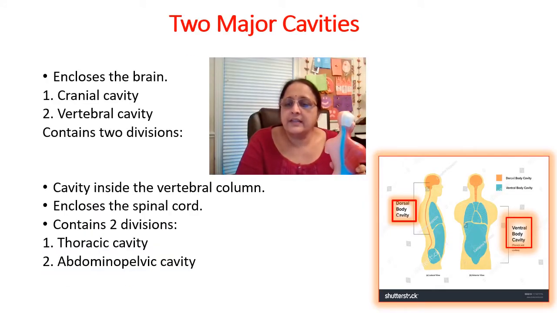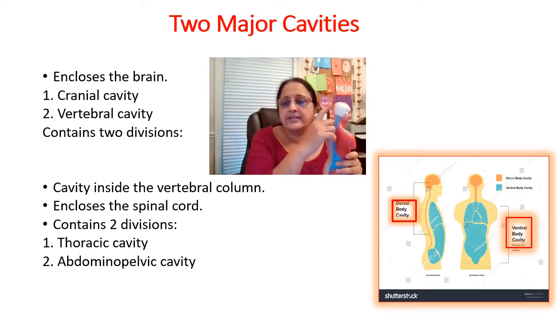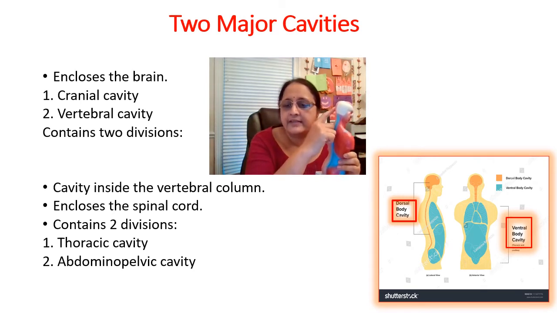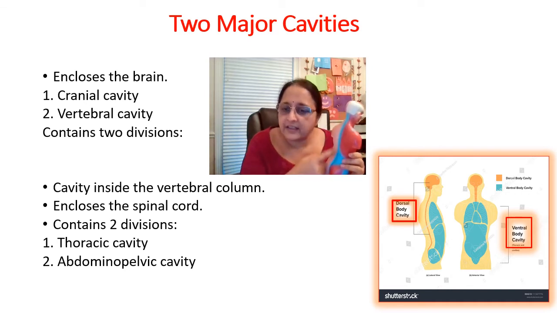Okay, now let's see each cavity in detail. First is the dorsal cavity. The dorsal cavity extends from the head region down to the pelvic region. It has two cavities. The one at the head region is known as the cranial cavity, and the thin, long one that extends from the cranium is known as the vertebral canal or spinal canal.